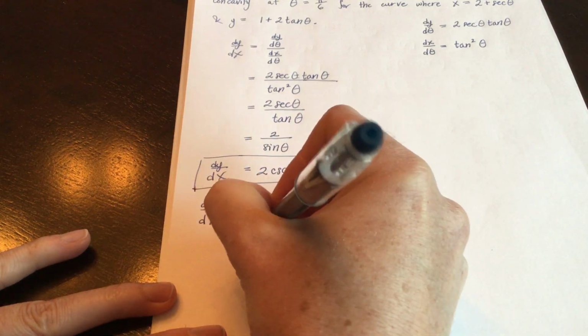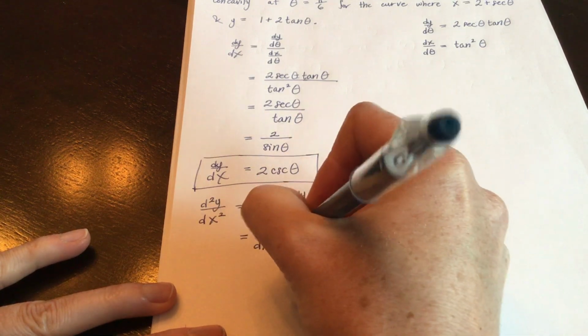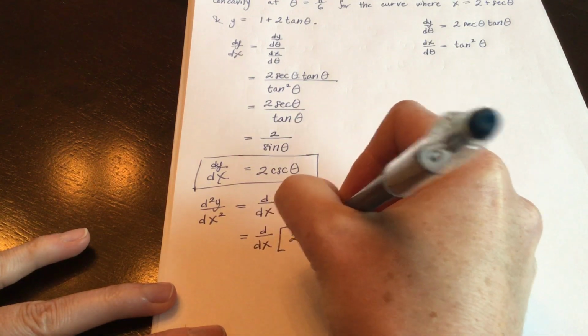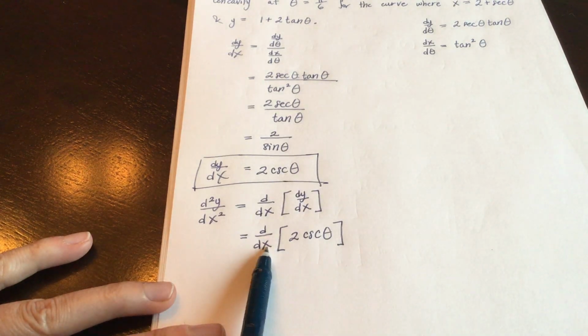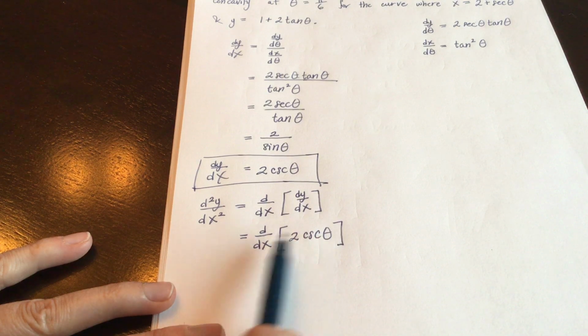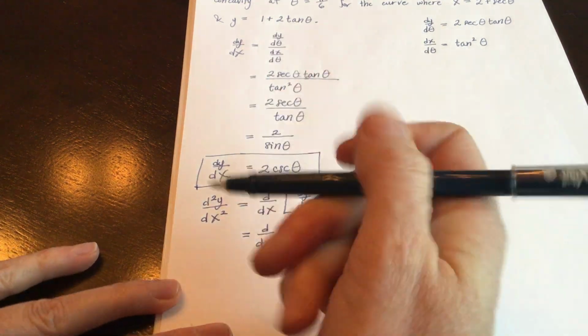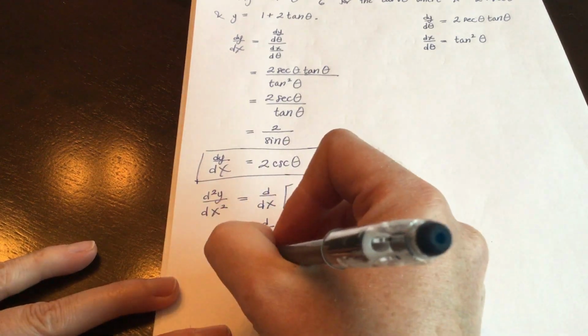And then let's substitute things in. So that means you're going to take d/dx of 2 times cosecant theta. Now notice that you're taking the derivative with respect to x of theta, so you are going to have to use chain rule when you go about this. So let's do that. Derivative of the outside function.